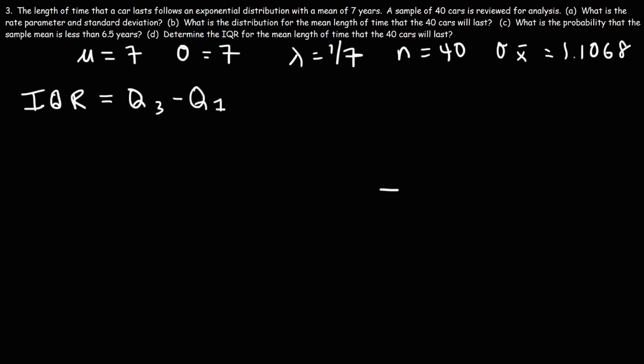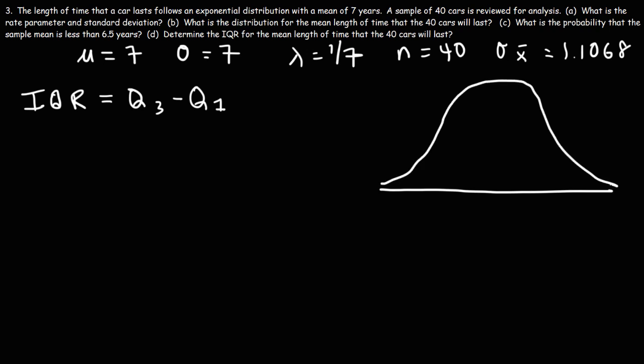Now keep in mind, we have a sampling distribution with the shape of a normal distribution. The mean value is 7. The mean corresponds to the 50th percentile. This is 0, this is 100. So Q1, that's going to be the 25th percentile. That should be in this region. The 75th percentile should be somewhere on the right side.